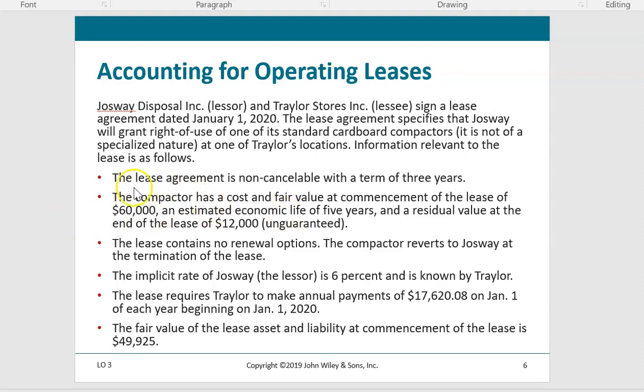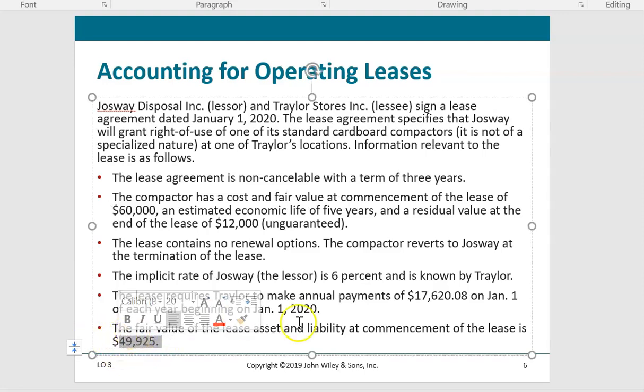Now we don't need this second bullet point's information unless we needed to calculate the present value of this lease at lease commencement date, but we see in this bottom bullet point that the fair value of the lease asset and lease liability, I've given you that, is $49,925. The lease contains no renewal options. The compactor reverts to Jazzway at the termination of the lease. The implicit rate in this lease contract is 6%, and the lessee, Trailer, knows that. The lease requires Trailer to make annual payments of $17,620 on January 1st of each year, beginning on January 1st, 2020.